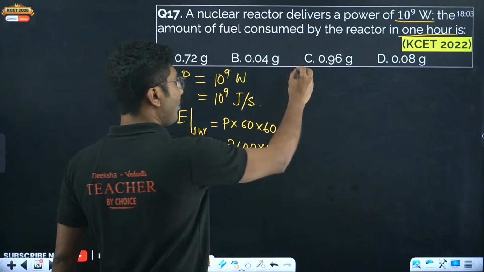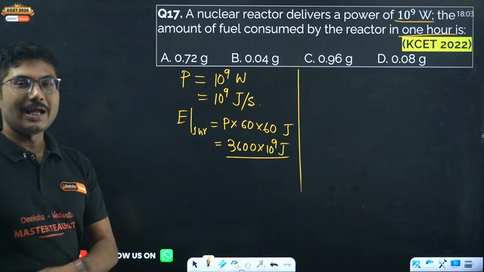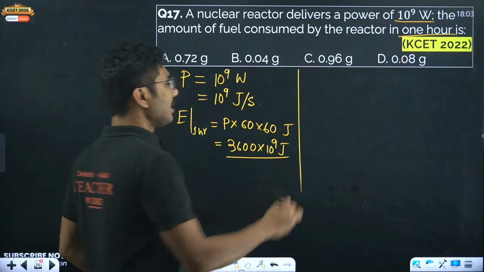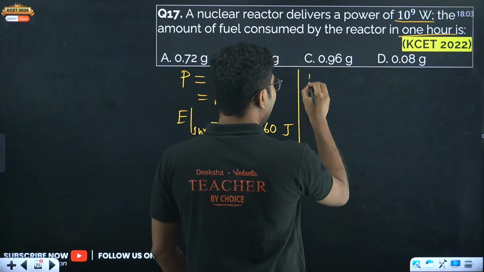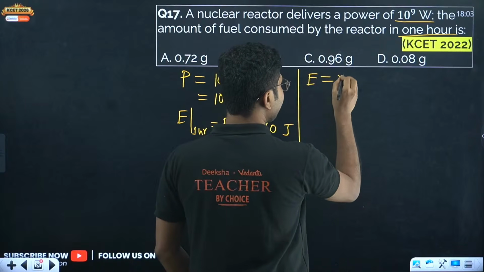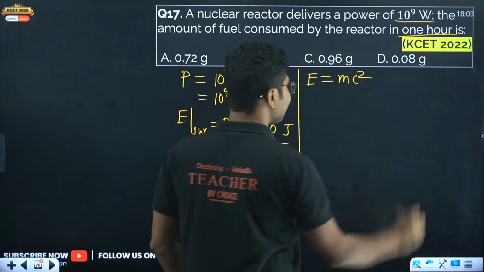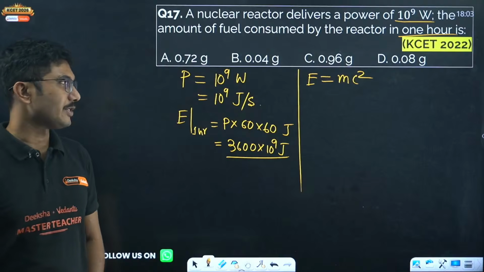Okay, now from where will we get the energy? By burning nuclear mass or nuclear fuel. That is Einstein's mass-energy equation, which says that mc² is the energy. This is the source of energy.